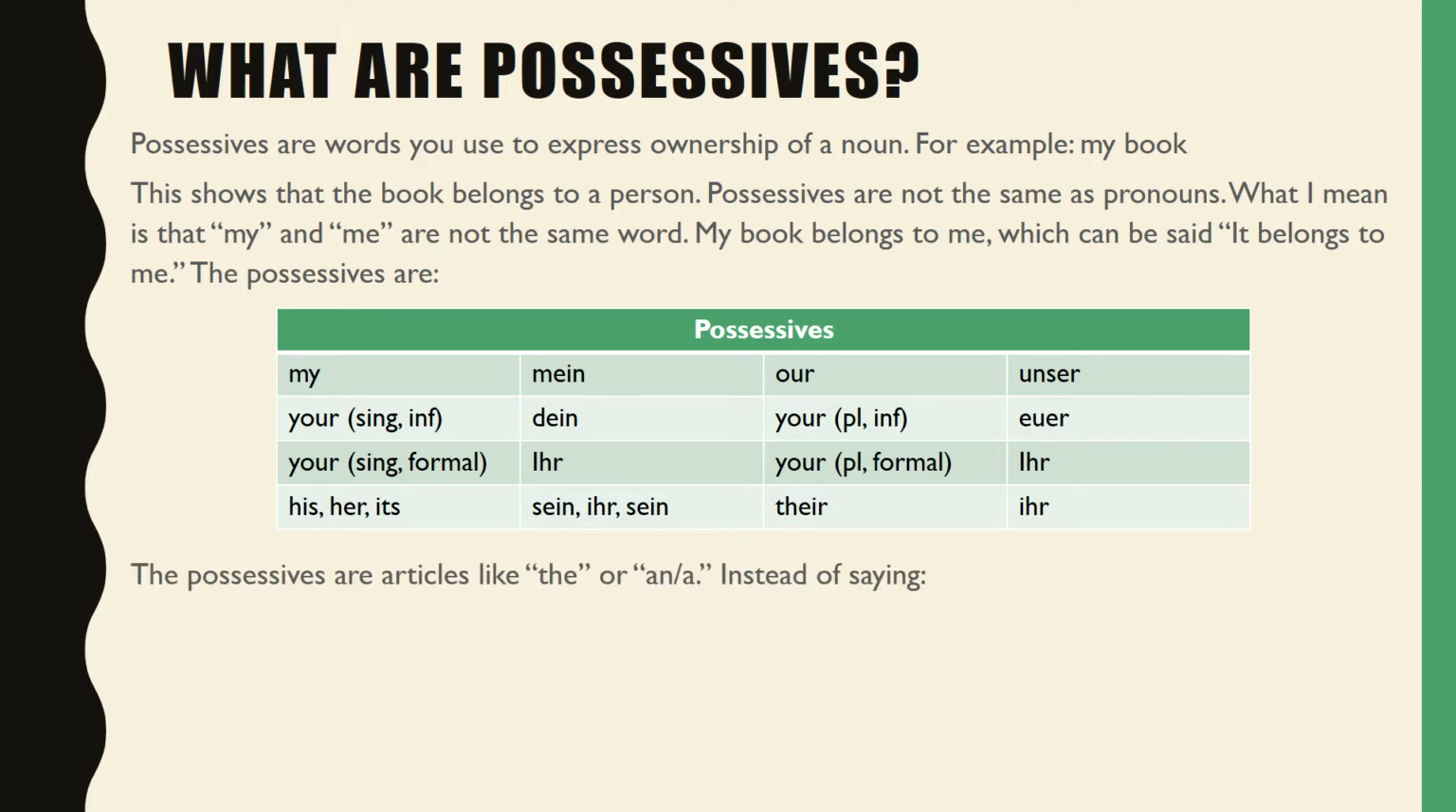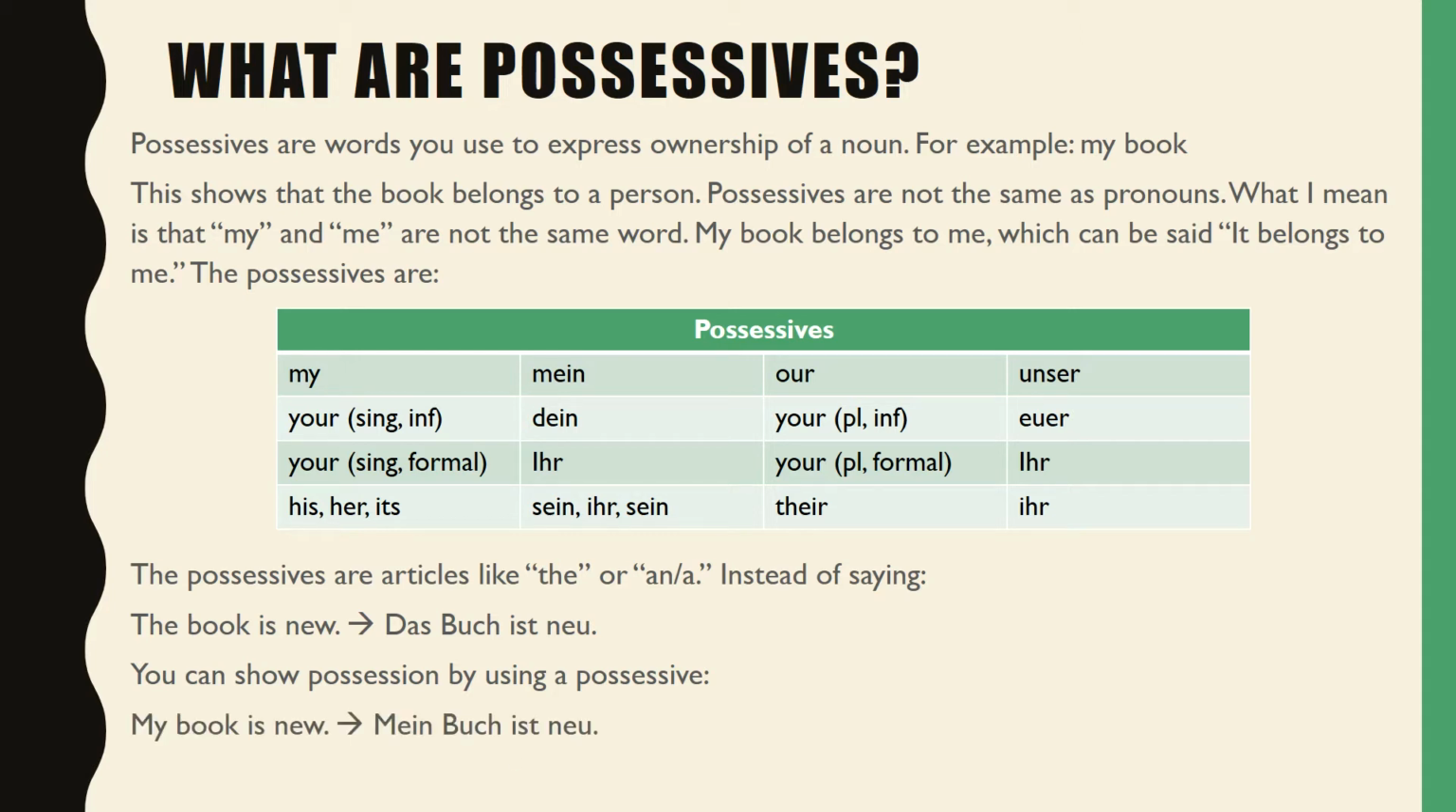The possessives are articles like the or a. Instead of saying, the book is new, das Buch ist neu, you can show possession by using a possessive. My book is new. Mein Buch ist neu.